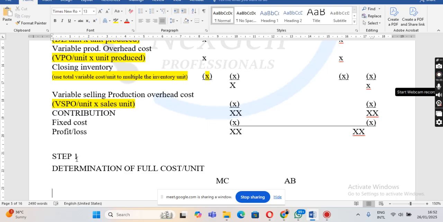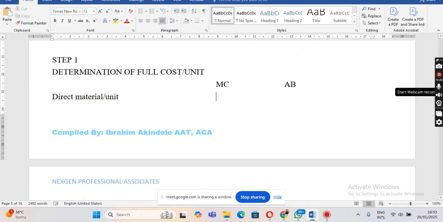Now the next one is under the marginal costing. You can have direct material, right? Direct material per unit, so you put it here under this side. Now, direct material, we want to determine the full cost, right? That we will use to value our inventory, class, right? Direct material per unit, you put it here, right?